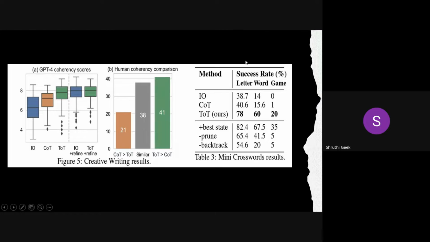So what's the next crossword? I give you another hint for the next word across the line, and then you have to guess what's the word. That again happens with a lot of permutation and combination of letters, which was again done very well by ToT. As you can see, with basic prompting, we could achieve only 38% of success rate, but with tree of thoughts, it gave up to 78% of success rate, which was like huge.